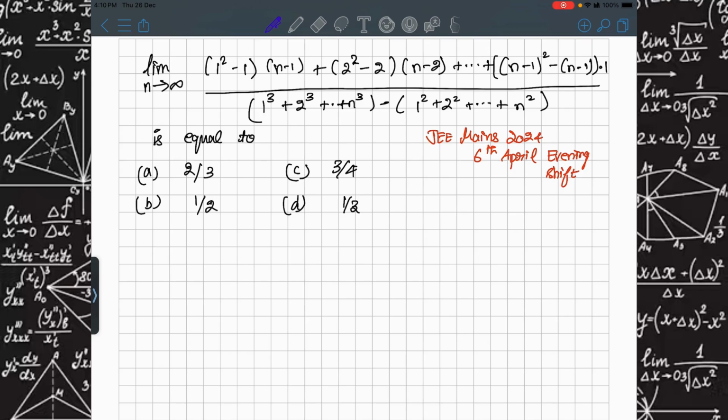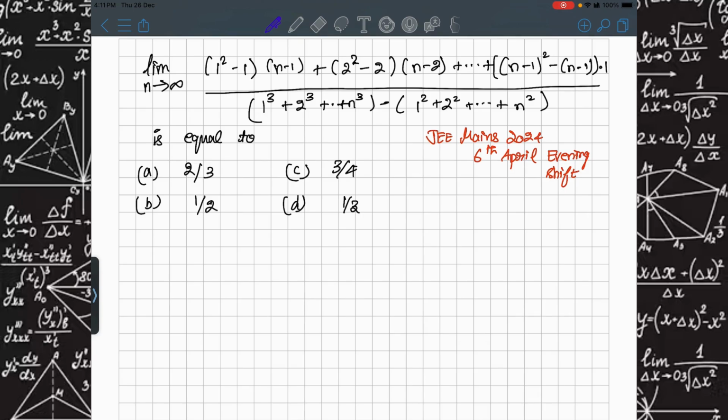This question was asked in JEE Mains 2024 on 6th April evening shift. This question is very important because it helps you to think in a different manner as compared to the other questions. And for the new people who are preparing for JEE mathematics, some of the methods which I'll be discussing here will be very helpful, and you can add them to your formula list as well. So first, let's get started.